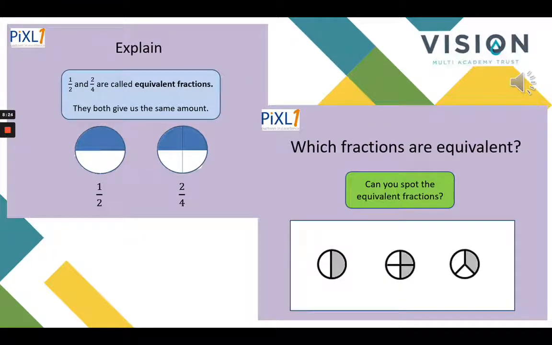Visual representations are helpful at this stage as they help the children see fractions that are equal. So 1/2 and 2 quarters are called equivalent fractions. They both give us the same amount. So the amount that they give us is equal. Equivalent, equal.